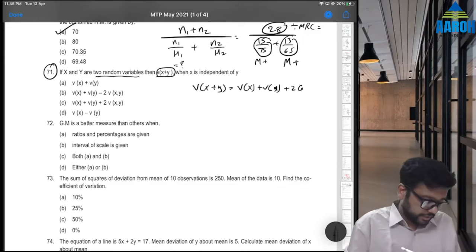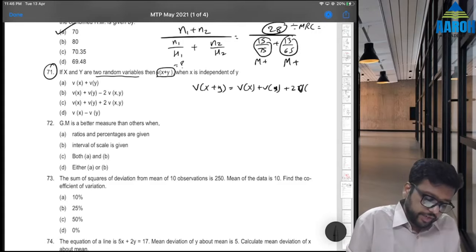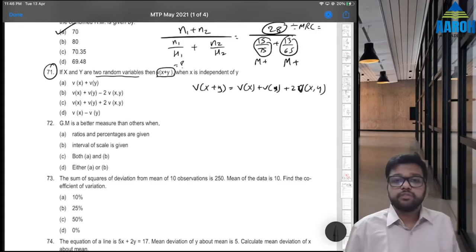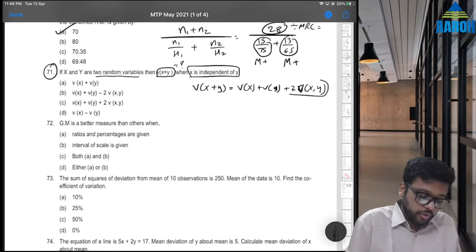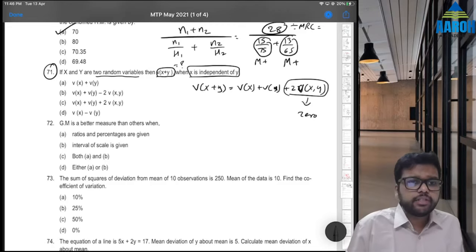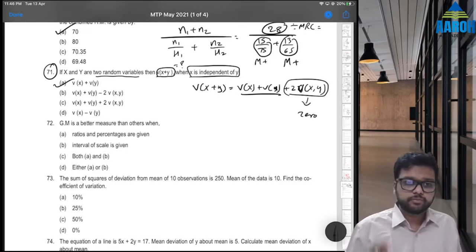that is, we write it like this, look, V(x, y). So variance of x, y means what? Covariance. But remember, when x is independent of y, covariance is 0. If covariance is 0, the answer will be only Vx plus Vy, option A.